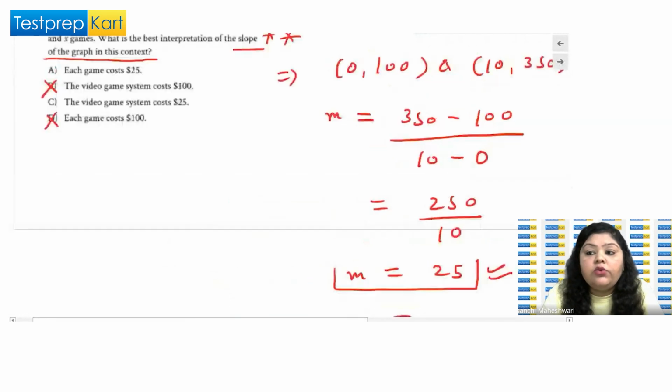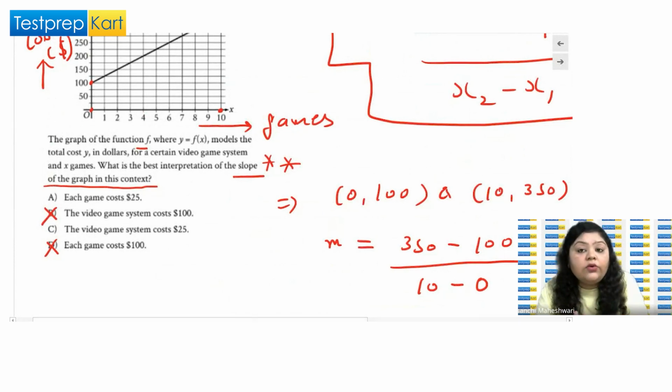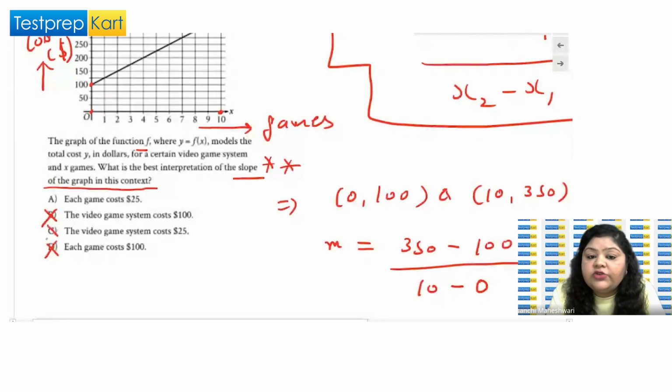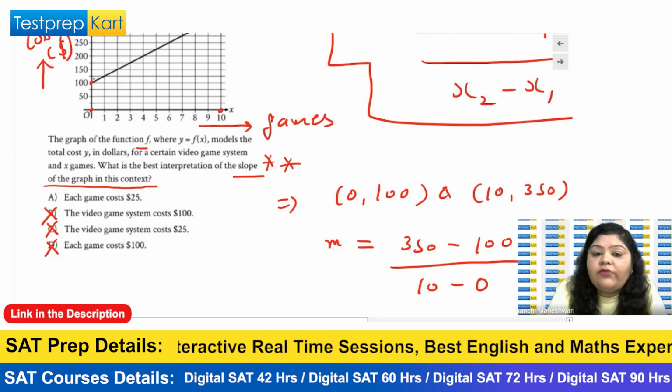So if you want to conclude anything about the total cost of the video game system, then it has to be the value of y. And it is not the value of y, it is the value of your slope. Are you getting my point? So with this logic, can I say option C is the incorrect one? Because the video game system doesn't cost $25. The minimum value of y is also 100.